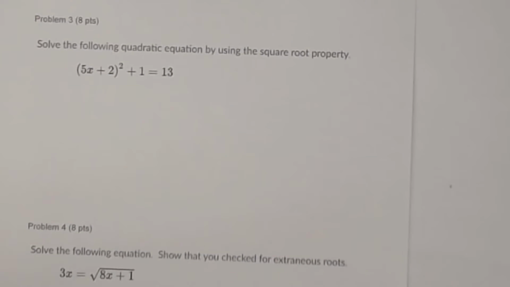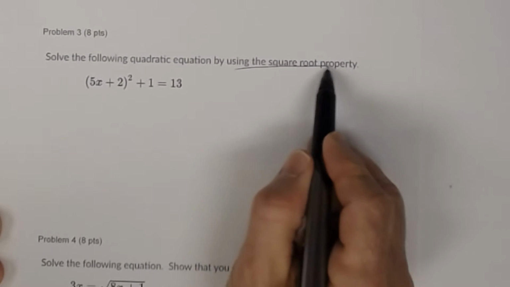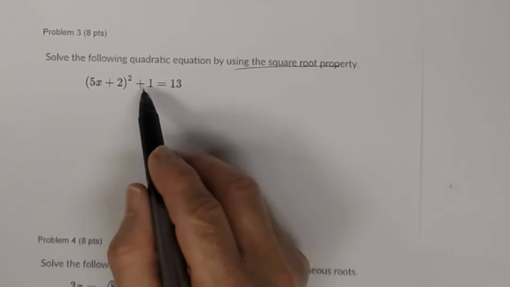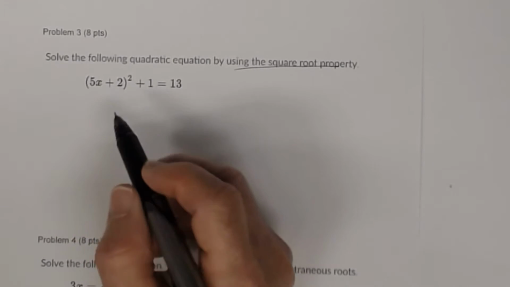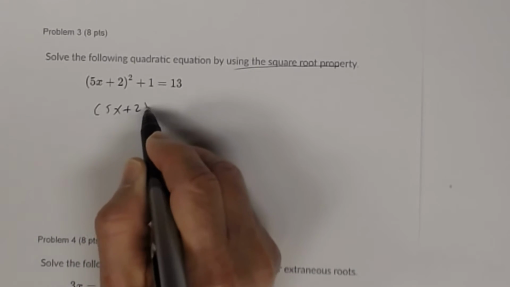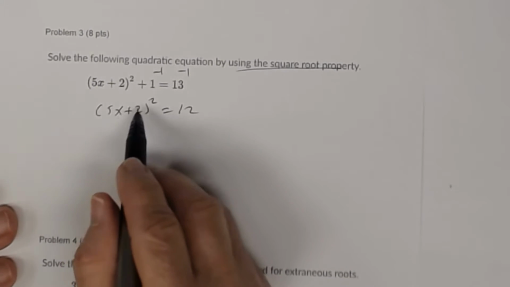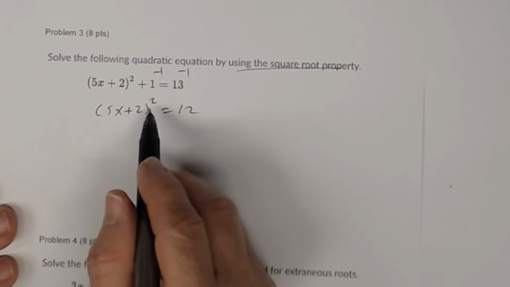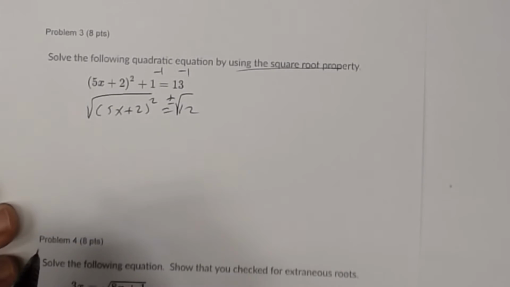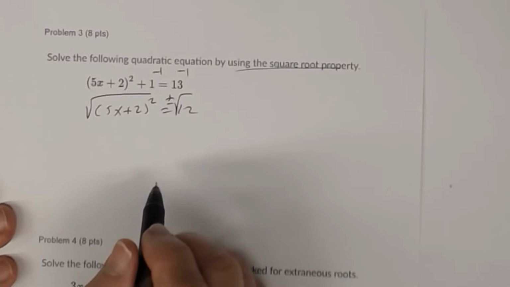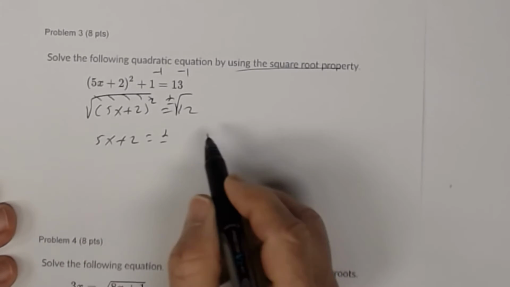Now, number 3, you want to solve this quadratic equation, but you want to use the square root property. All right, so just make sure you're following the directions. So if I'm going to use the square root property, I first of all have to get this squared term by itself. And so I'm going to get (5x plus 2) squared. I'm going to have to subtract 1, is equal to 12. All right, then I could use the square root property. Once that expression is being squared by itself, I can take the square root of both sides. So when I do that, remember, you have that plus or minus you have to think of. So the square and the square root undo each other, so I get 5x plus 2 equal plus or minus the square root of 12.